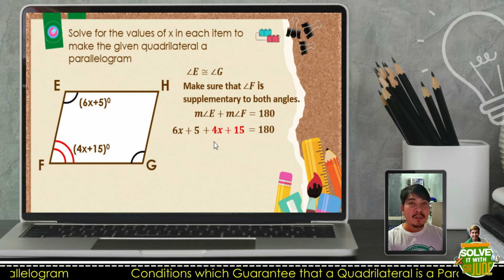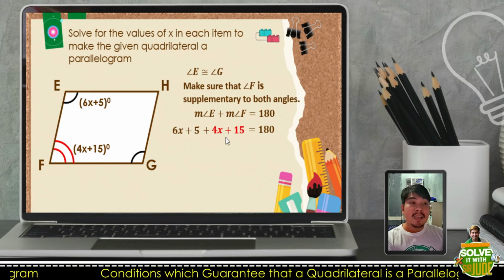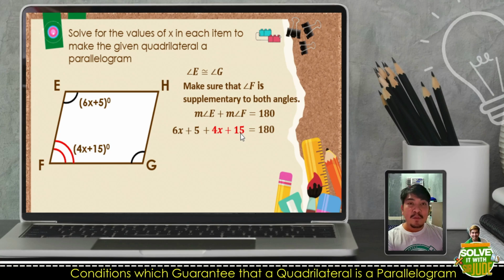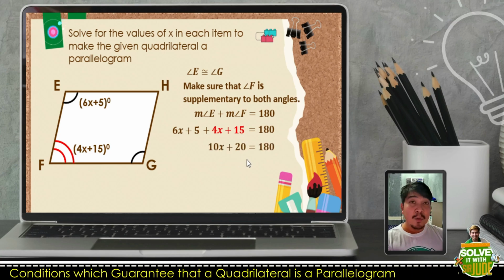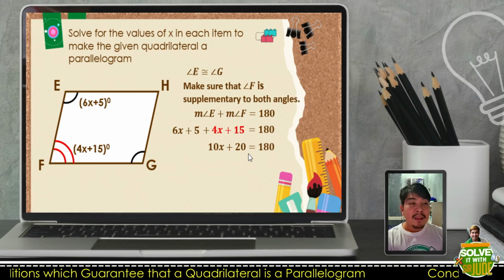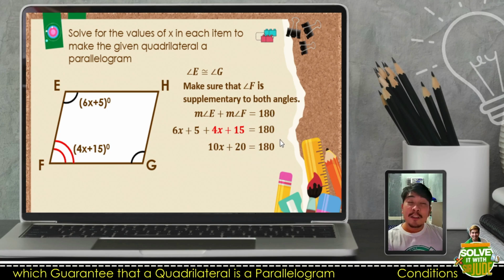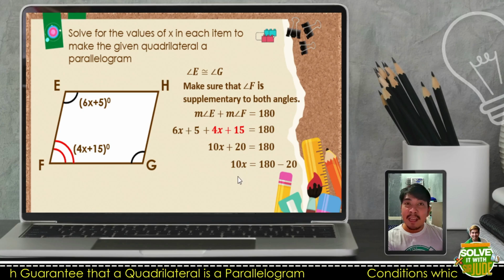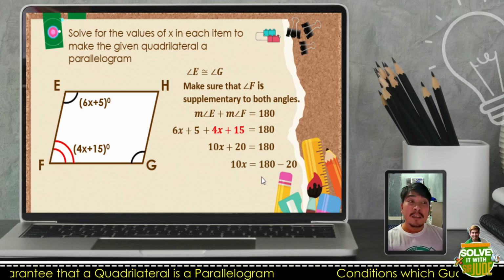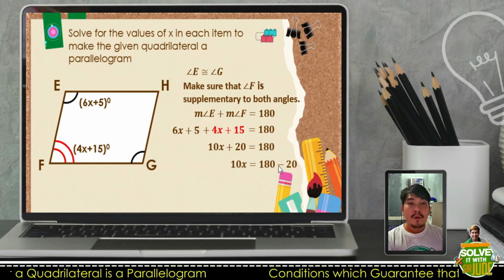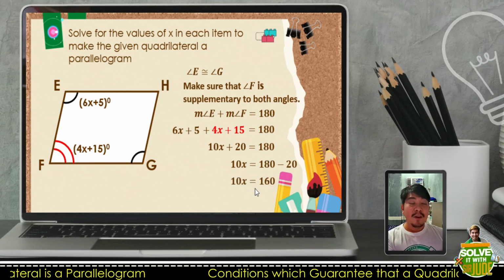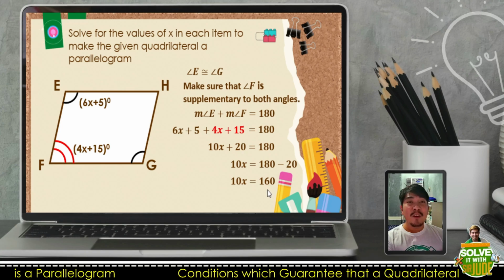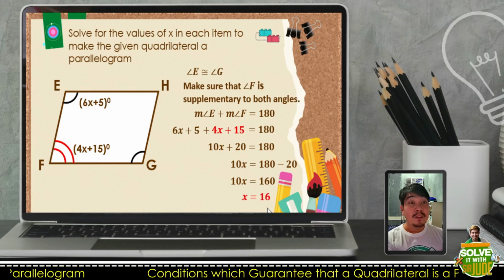Simplifying the equation, 6x plus 4x, that will be 10x. 5 plus 15, that will be 20. So we now have 10x plus 20 is equal to 180. Then, transposing 20 to the other side of the equation, we now have 10x is equal to 180 minus 20. 180 minus 20 is equivalent to 160. Dividing both sides by 10 to get the value of x, we now have x is equal to 16.